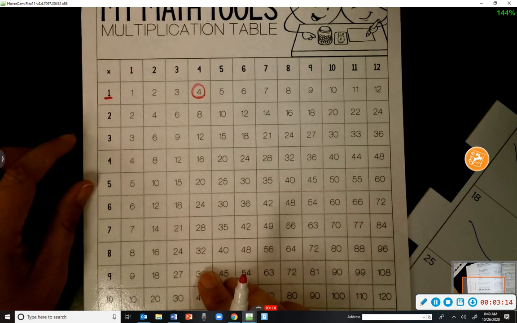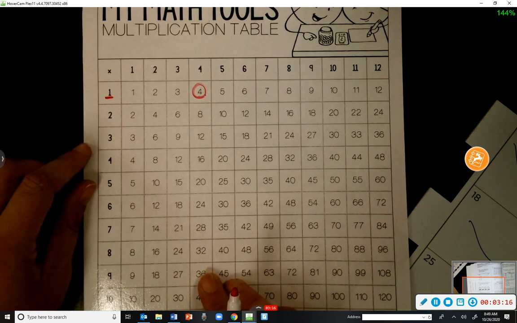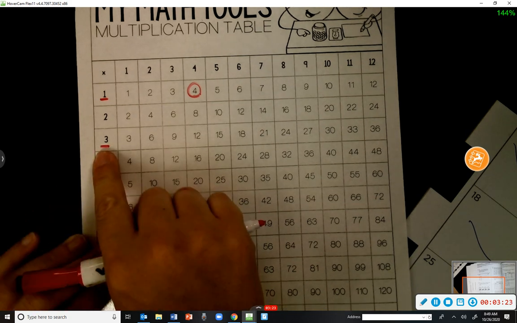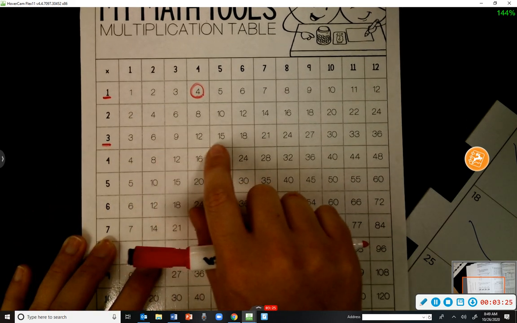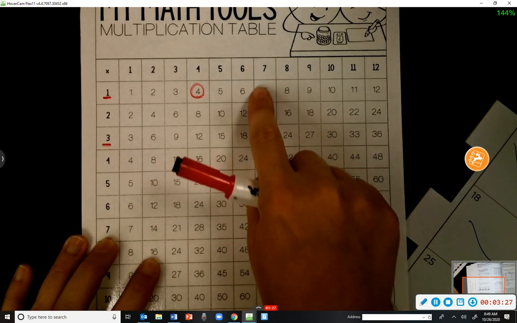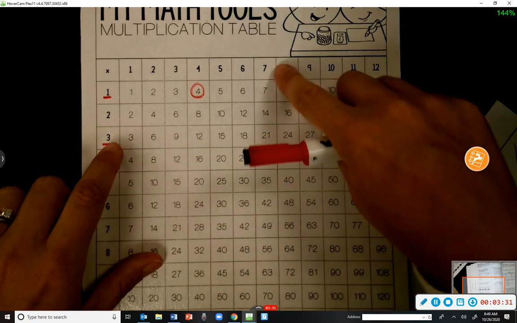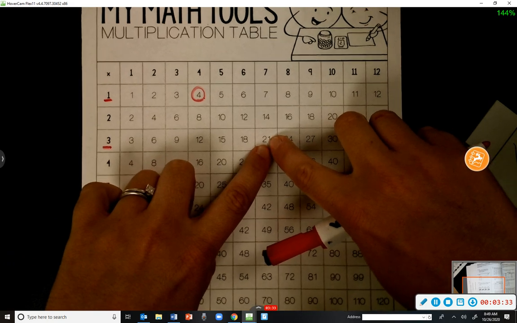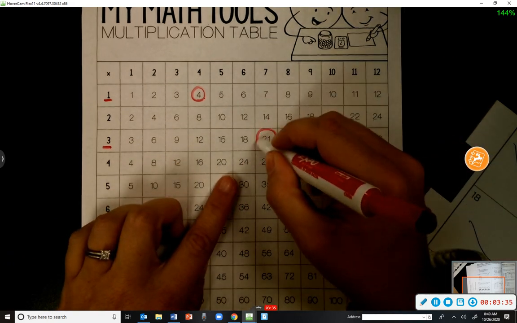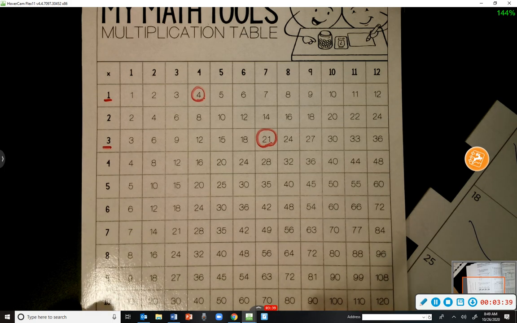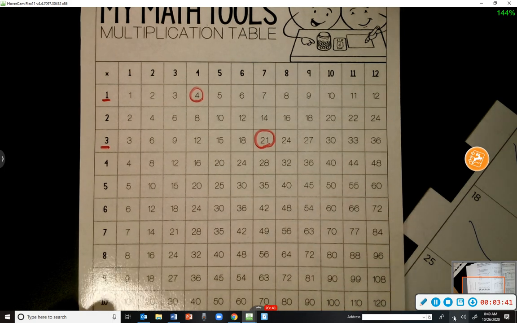Okay, so let's look at another one. If I want to know the fact, or the product, for 3 times 7, I'm going to go down to the 3. And then follow it over until I get to the 7. You see the 7 up top? So I see 3 times 7. They meet right here at the 21. So 3 times 7 is 21.